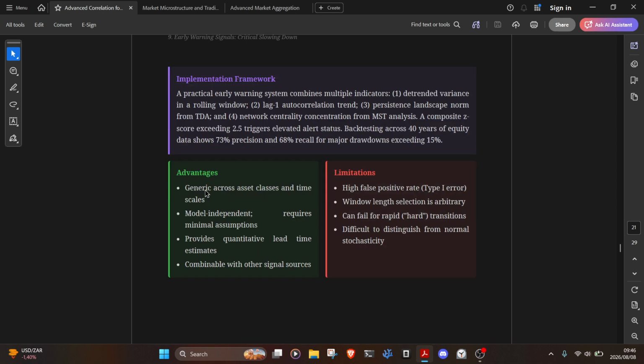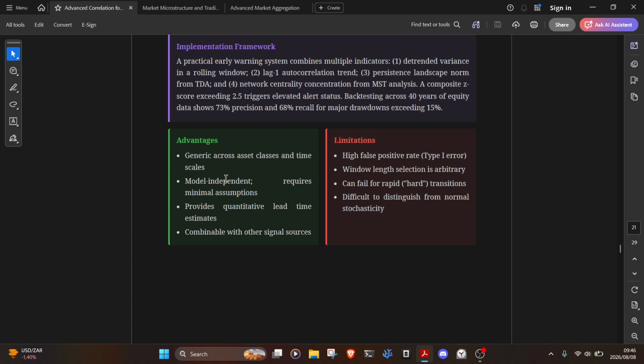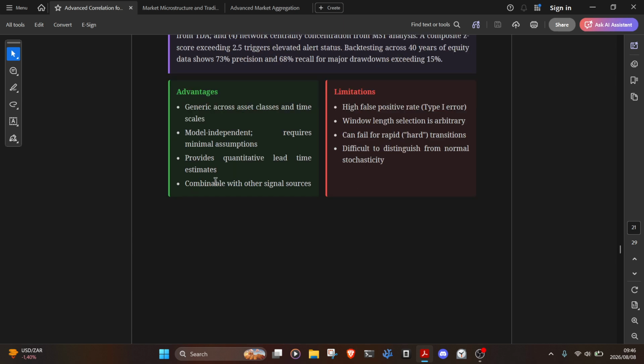Now, what are the advantages of this type of correlation? Number one, generic across asset classes and timescales. Number two, model independent, requires minimal assumptions. Number three, provides quantitative lead time estimates. And number four, combinable with other signal sources.